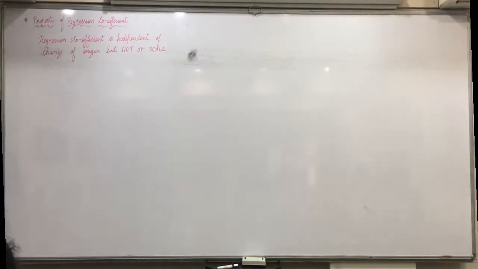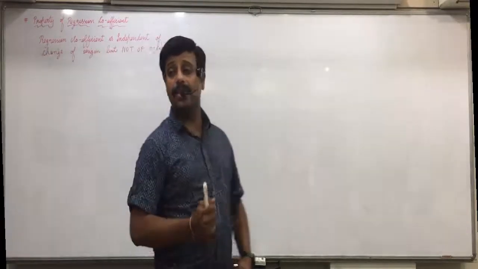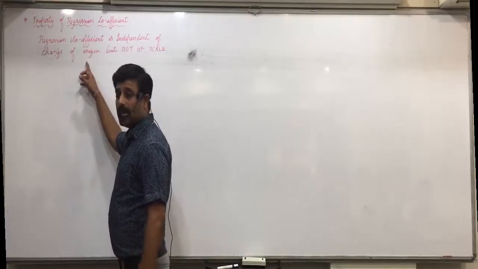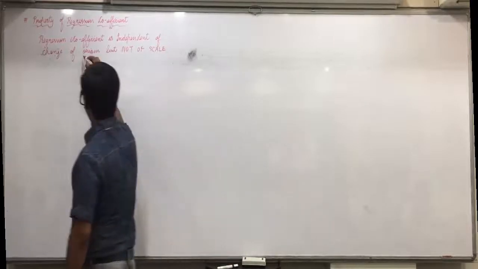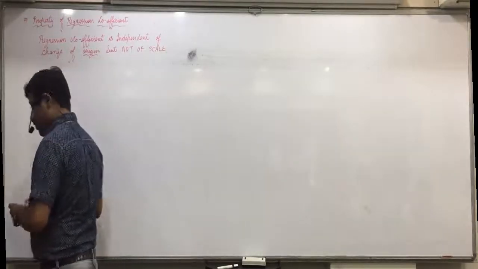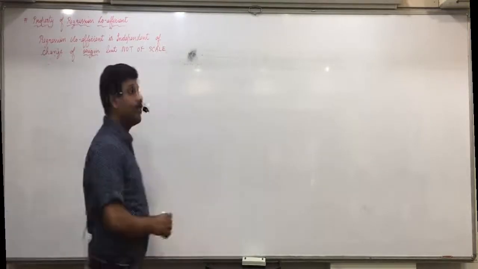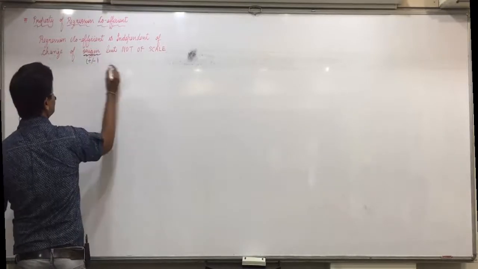What was the same property in correlation? Correlation is not affected by change of origin as well as scale. Here it is independent, meaning not affected by change of origin, but it is affected by change of scale. What do you mean by origin? Plus or minus. And what do you mean by scale? Division or multiplication.